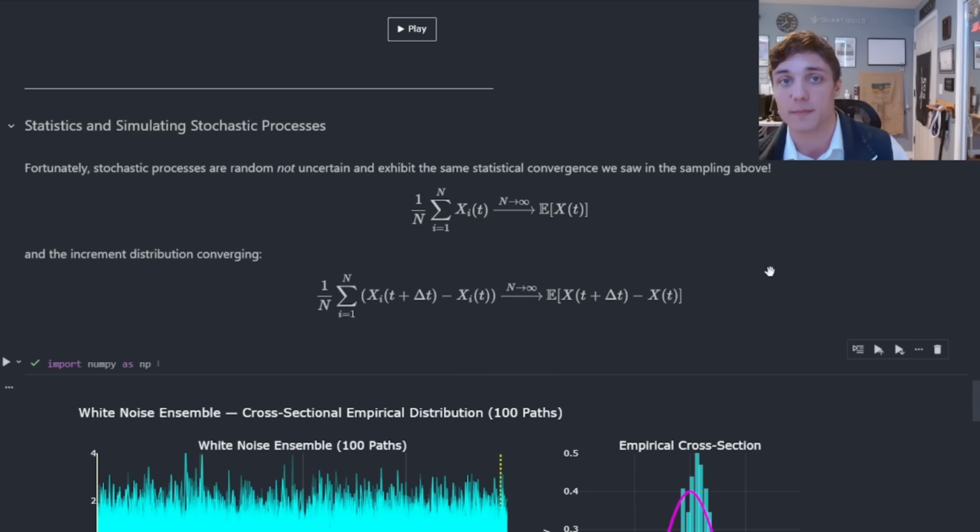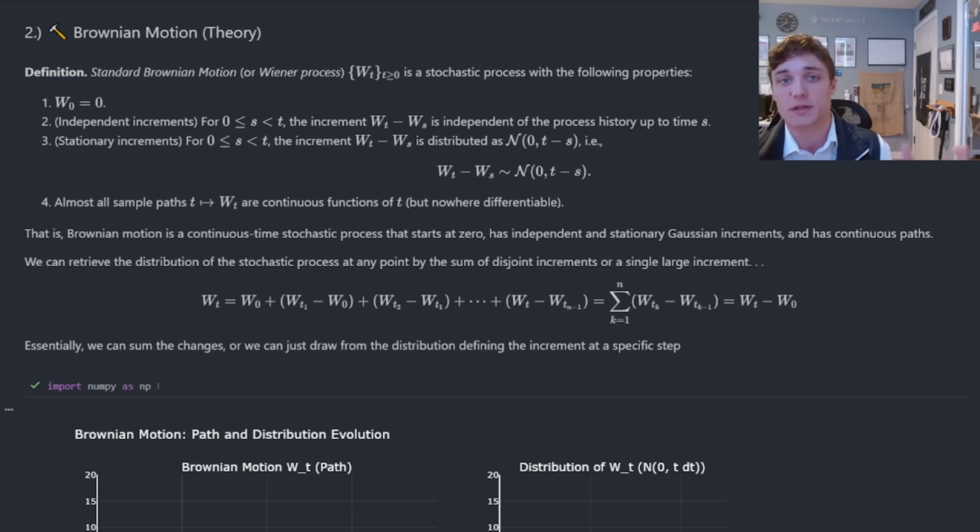Understanding now population versus empirical distributions, random variables, that is our normal random variable, and stochastic processes along with the relationship between a sample path and the distribution of any one step of that sample path, we can now discuss Brownian motion. The definition of Brownian motion is as follows. The process itself starts at 0. There are independent increments so long as they are disjoint. We have stationary increments. That means the increments themselves follow a specific distribution. And would you look at that? It's normal. And almost all sample paths are continuous functions of t, but are nowhere differentiable.